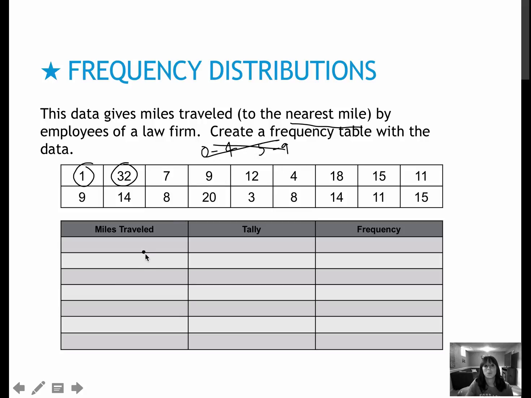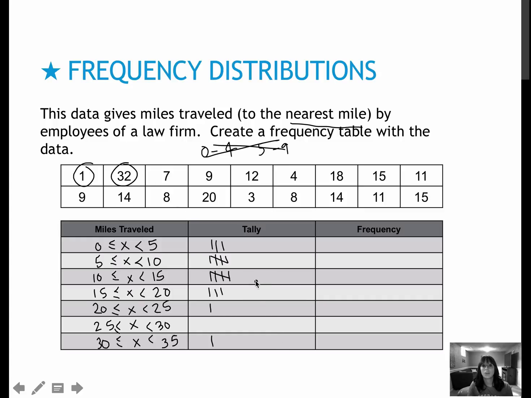So sometimes when we write those miles traveled, we're going to say 0 up to 5, but not including 5. So if I have 5 exactly, then it's going to go in my next one. So 5 all the way up to 10, but not including 10. Now that I've finished creating my intervals, I'm going to go ahead and tally all of my values. I have completed tallying all of my values, and now I'm going to turn those into their frequencies.